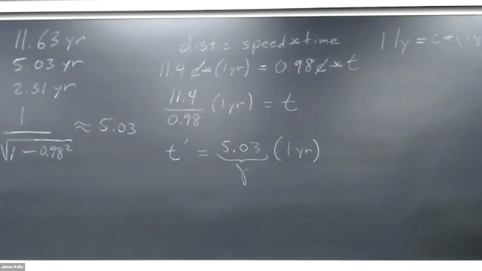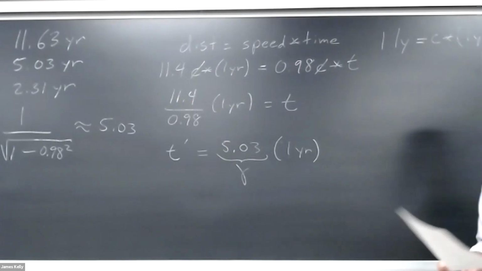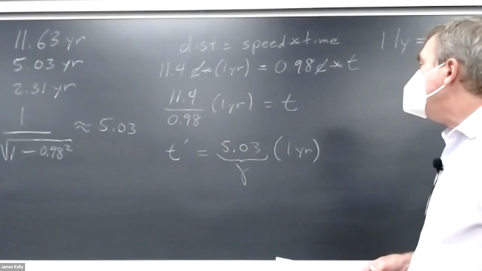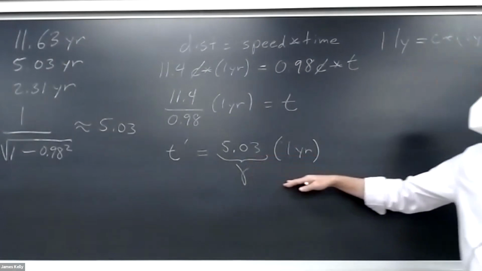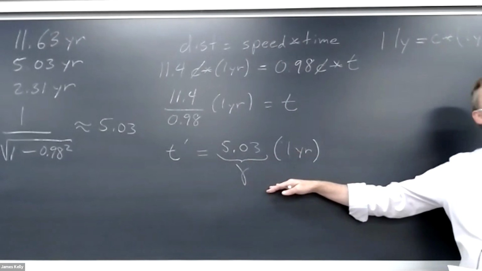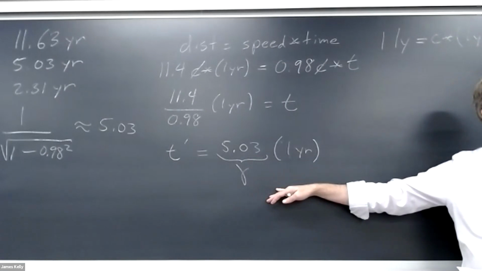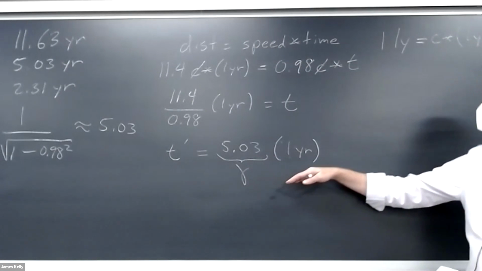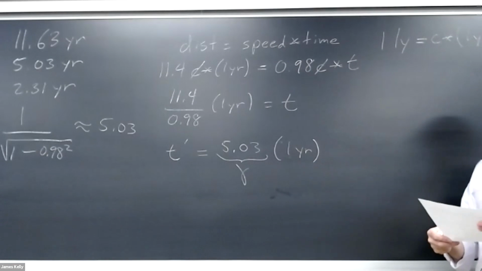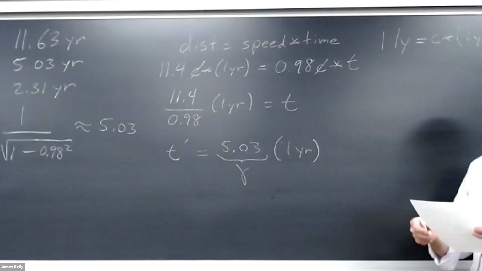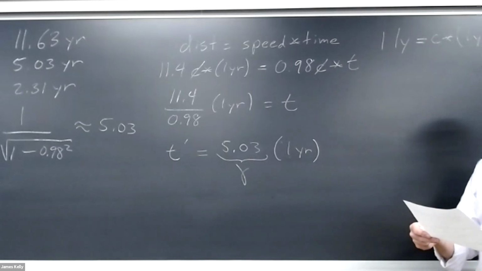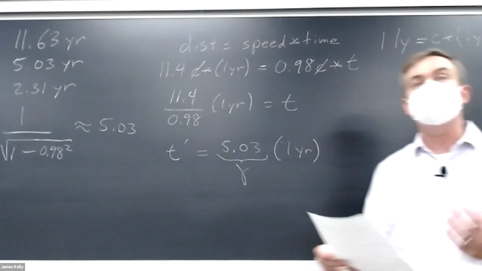Okay, part C. By how much will the crew on the spaceship age during their trip to Procyon? Well, their clocks, as observed by the people on Earth, are running slowly. And that means if their clocks are running slowly, they're going to age less. So in this case, according to people on Earth, it takes them 11.63 years. It's going to take them less time.